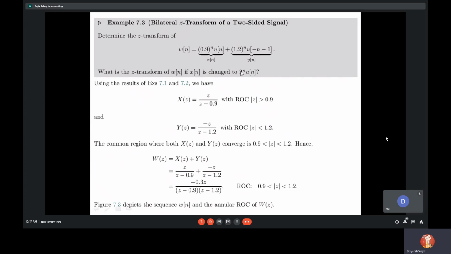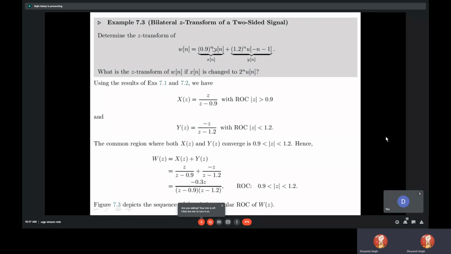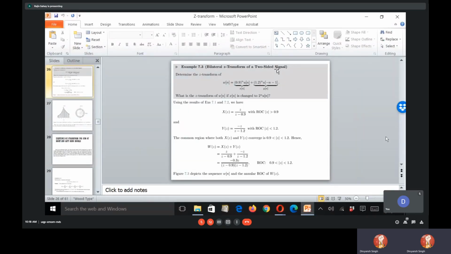And interestingly, we will see what the Z transform of the sum will be when the signal x of n is no longer 0.9 to the power n, but 2 to the power n into u of n. Then what is the interesting thing that will happen? So let us go through this example carefully. It will tell us something.